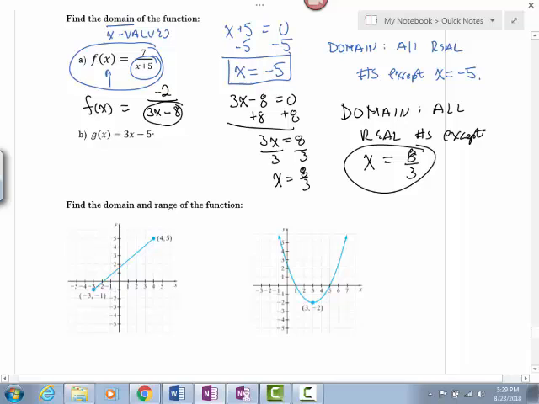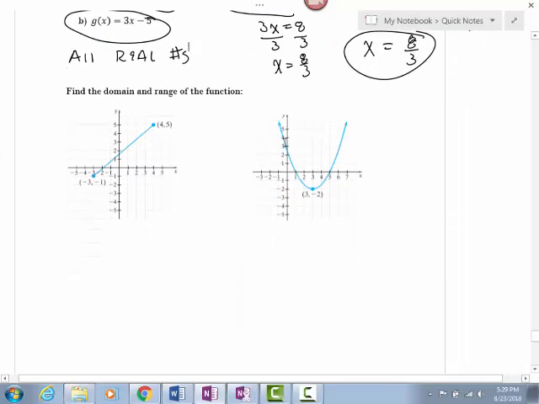Now, if you look at part B, I don't have a fraction in part B. If I don't have a fraction, my domain is simply all real numbers. Okay? We can plug in any number we want in that equation and we'll get an answer. Okay? Now, for the next part here, let's go ahead and do this problem.